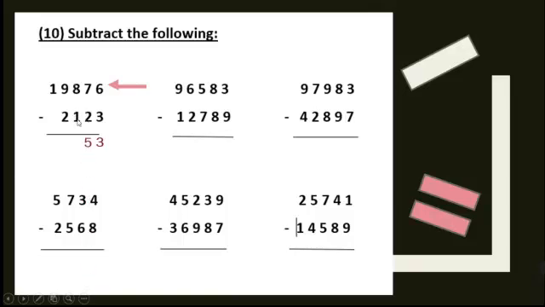8 minus 1 equals 7. 9 minus 2 equals 7 too. And 1, I will bring it down because it has no values here. No digits here. So I will put 1. I will bring it down.